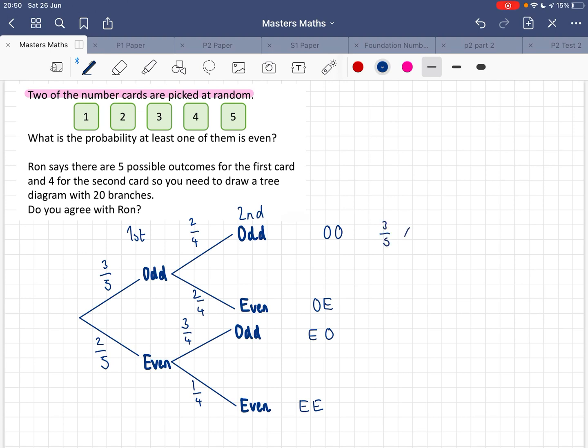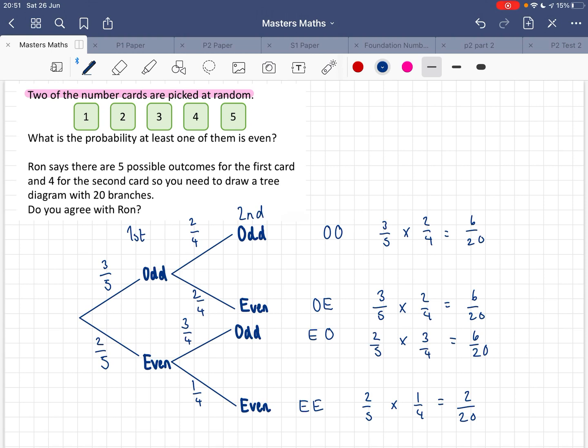So odd, odd would be 3 over 5 multiplied by 2 over 4, which would be 6 out of 20. Odd, even would be 3 over 5 multiplied by 2 over 4 again, so also 6 out of 20. Even then odd would be 2 over 5 multiplied by 3 over 4, so also 6 out of 20. And then the last one is 2 over 5 multiplied by 1 over 4, which is 2 out of 20. If we added those up, 6 add 6 add 6 add 2 makes 20. So we know we've done that correctly because it makes 1 altogether at the end.